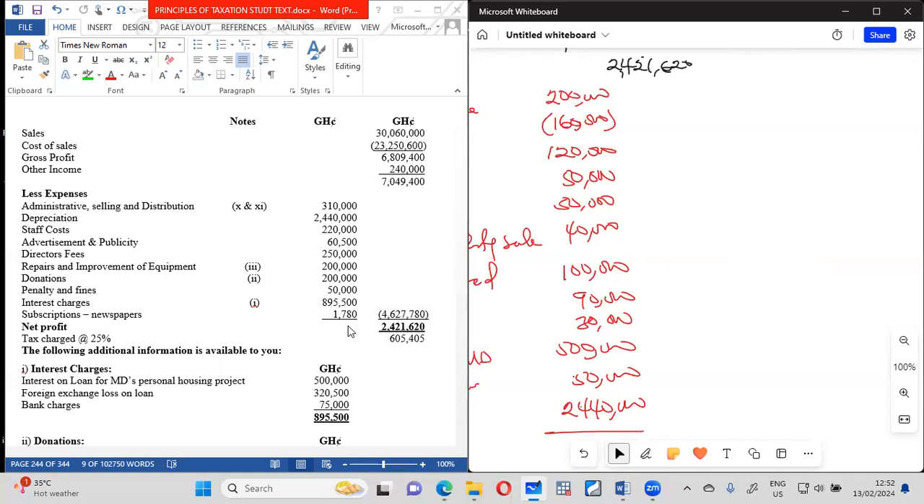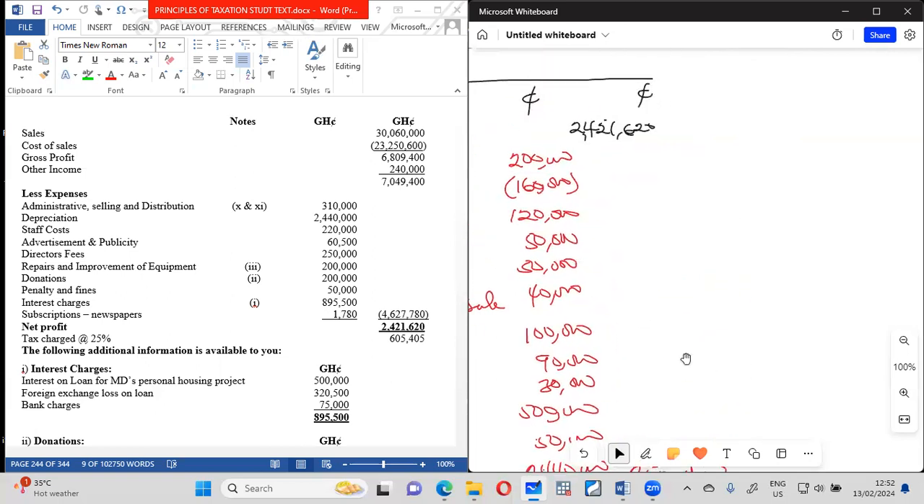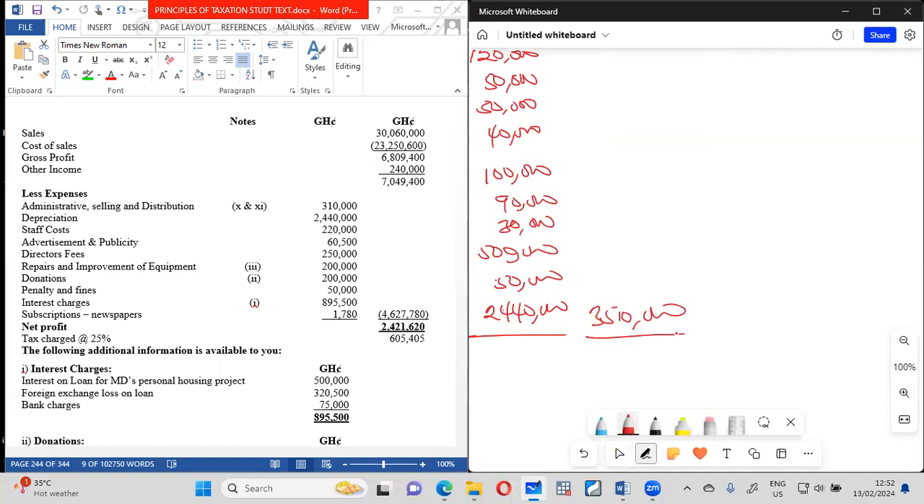Okay, so I'll do 200 minus 160 plus 120 plus 50 plus 50 plus 40 plus 100 plus 90 plus 30 plus 500 plus 50 plus 2440. Total is 3,510. So I add my 3 zeros. Then at the top there, how much do I have? 2421. That one has 620 to it. So I'll add my 620 because I didn't type all the 3 zeros. So it will be 5931, then I'll add the 620.